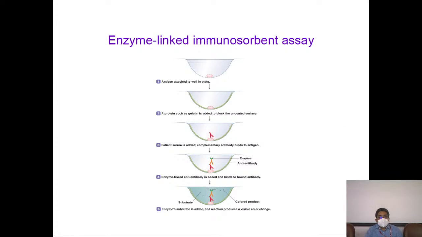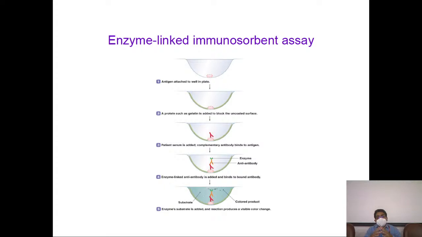You can see one example of the ELISA. The antigen is attached to the well in the plate. Let's see how we prepare this. The plate comes automated from the company, manufactured. If you want to detect any antibody against, say, HIV, they will bind an HIV antigen there. A protein such as gelatin is added to block the uncoated surface.